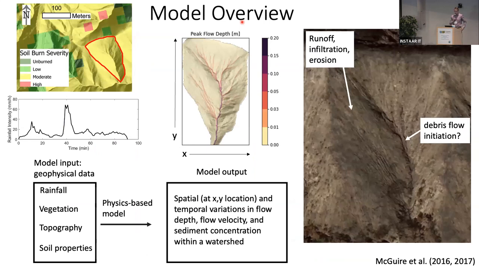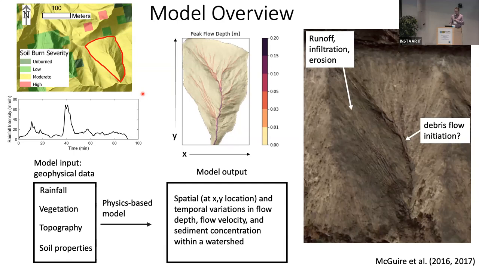So the model that I'm going to describe accounts for rainfall infiltration and runoff processes. It routes water over the landscape and accounts for entrainment and deposition of sediment and then subsequent changes in the topography. Some of the key model inputs include a rainfall time series, like you can see here on the left, and information about vegetation, which may be related to burn severity, with areas burned at moderate and high severity tending to lack a lot of vegetation, and areas that are unburned or burned at low severity still having some. Information about soil properties is also essential, especially soil properties that affect infiltration rates.